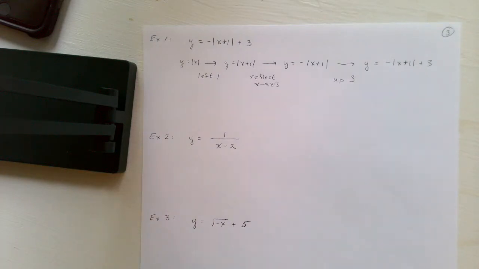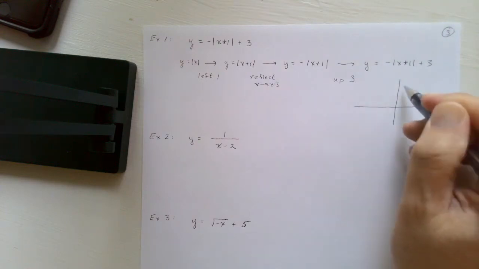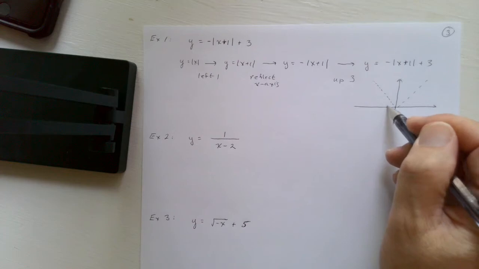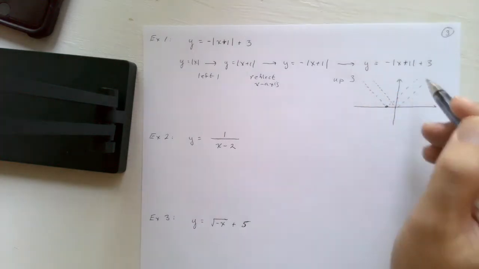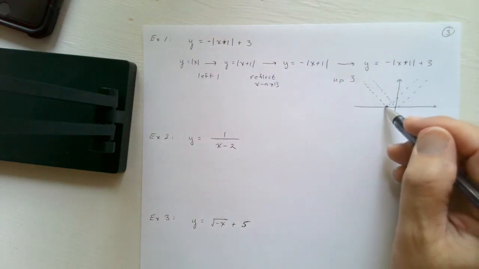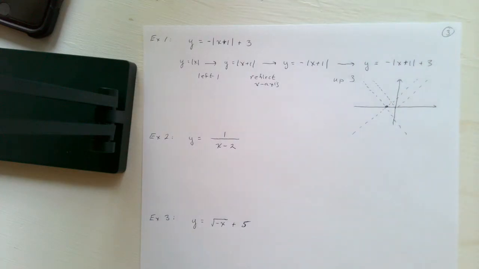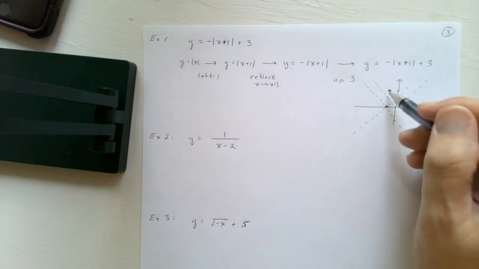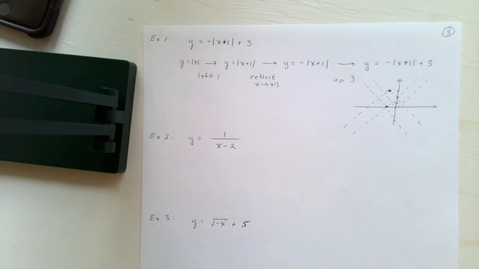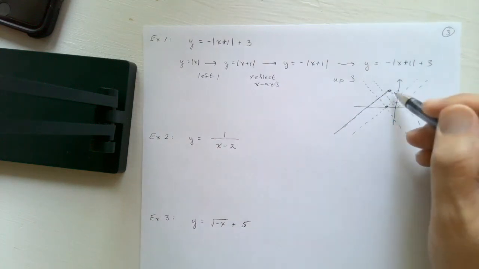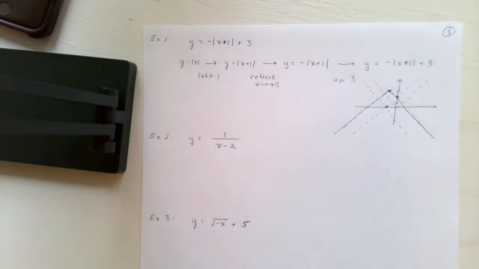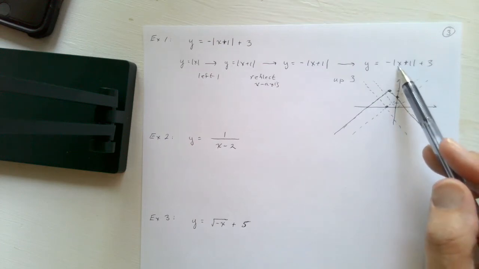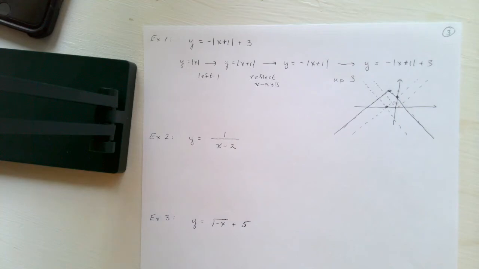Okay. So let's see what the graph will look like. We start with the absolute value function, and then we shift it left 1 unit, and then we reflect it through the x-axis, and then we shift the whole thing up 3 units. So this is going to go up 3. And that, in fact, is going to be our final graph. And you can double check that the y-intercept is going to be at 2, because if you plug in x equals 0, you get minus 1 plus 3, that's 2. So we get this graph.